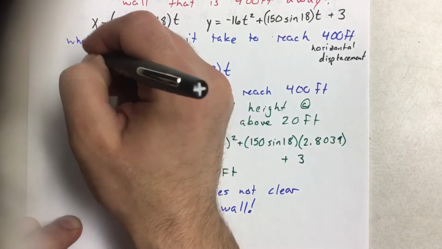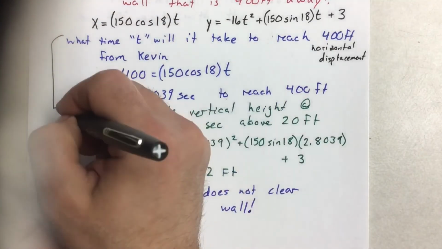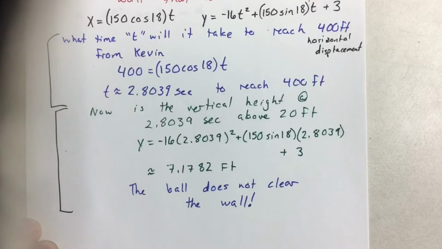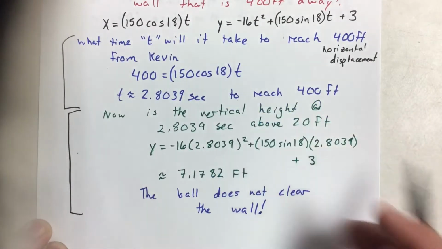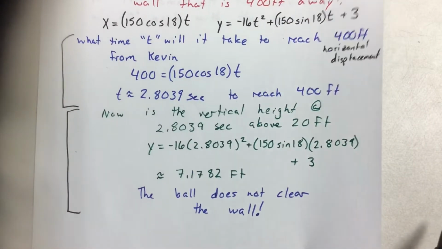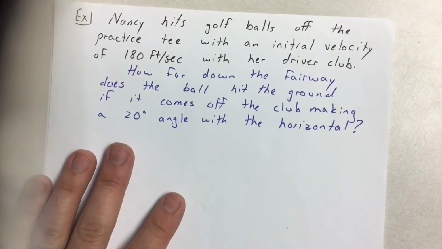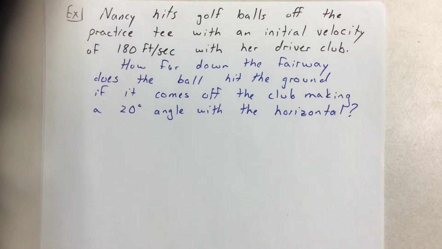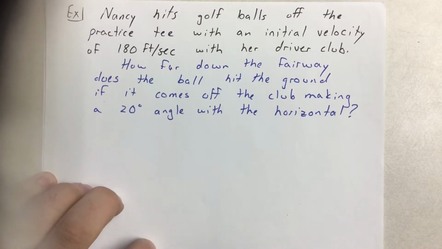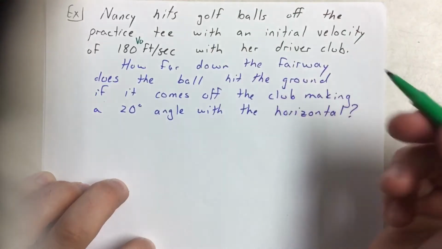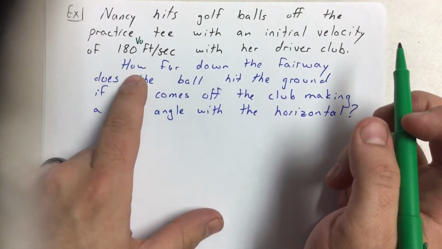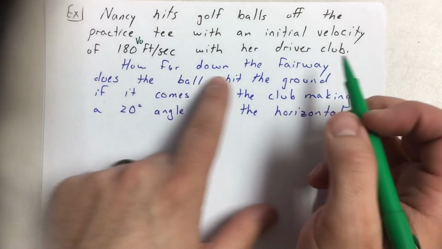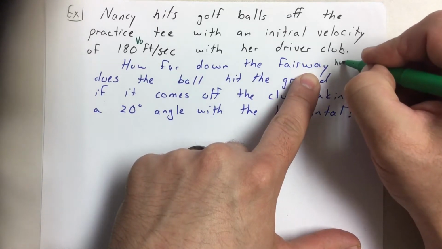So I'm going to block this out. First part, and then second part: found the time, and with the time, found a vertical distance. So what do we have to end with? Nancy, gotta love this name, Nancy hits golf balls off the practice tee with an initial velocity. Okay, let's mark our text. 180 feet per second, so this is our initial velocity, with her driver club. How far down the fairway? That seems like a horizontal displacement.